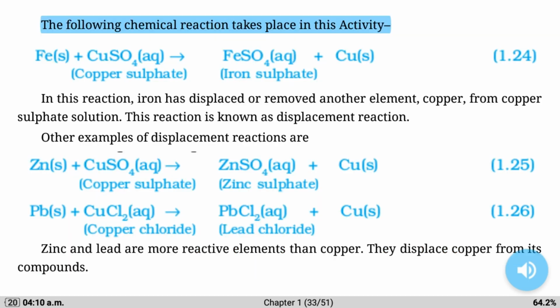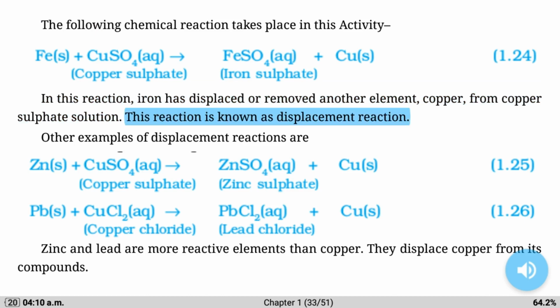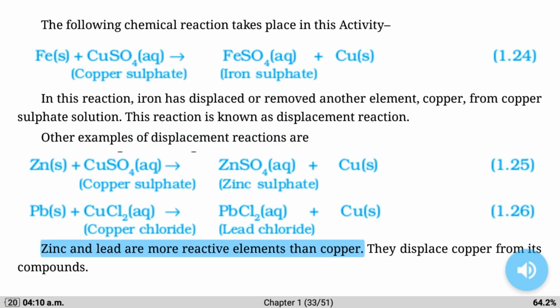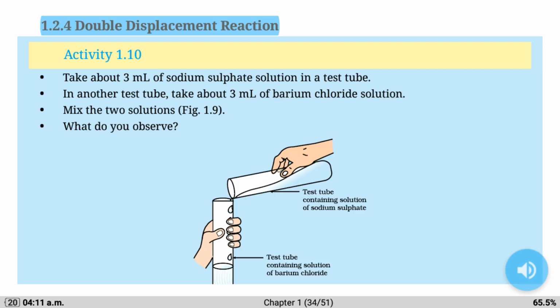The following chemical reaction takes place in this activity. In this reaction, iron has displaced or removed another element, copper, from copper sulphate solution. This reaction is known as displacement reaction. Other examples of displacement reactions are: zinc and lead are more reactive elements than copper. They displace copper from its compounds.